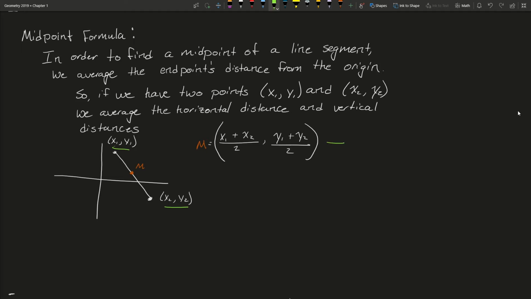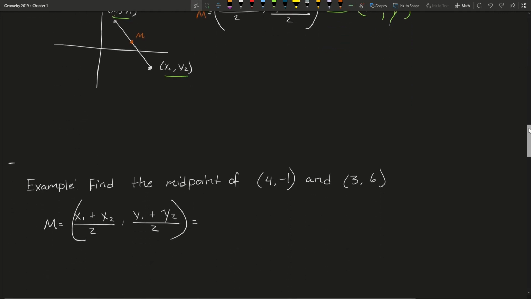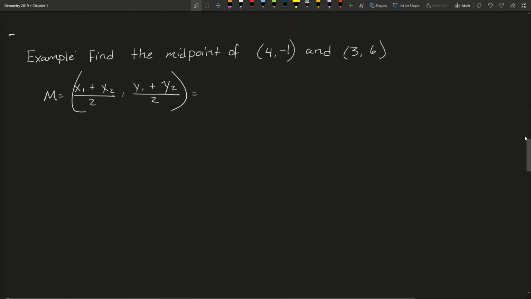Keep in mind that this answer is going to be a coordinate point, so it will have two things attached to it, and it will look like something like this. For example, if we want to find the midpoint of (4, -1) and (3, 6), the first thing we should probably do is to label our points. So (4, -1) is (x1, y1), and (3, 6) is (x2, y2).